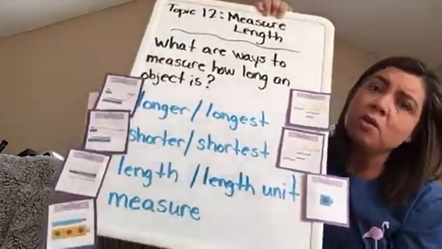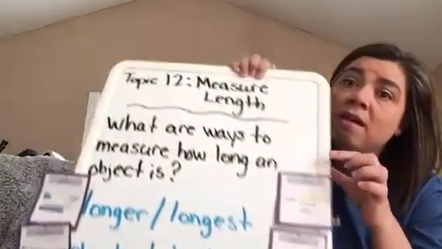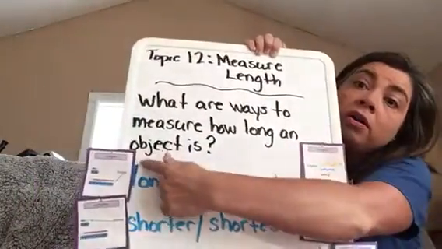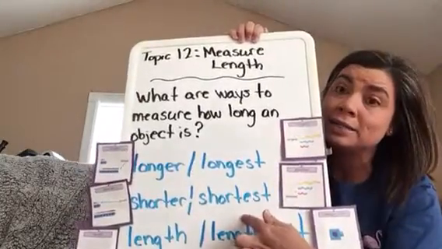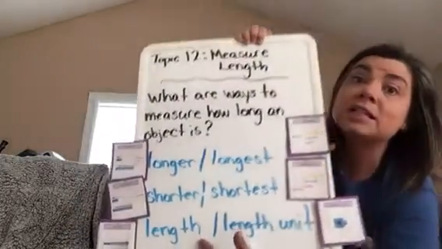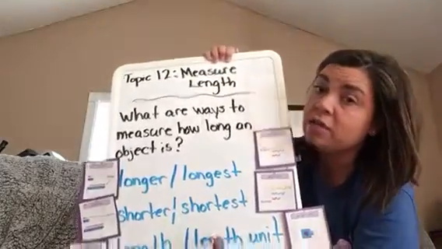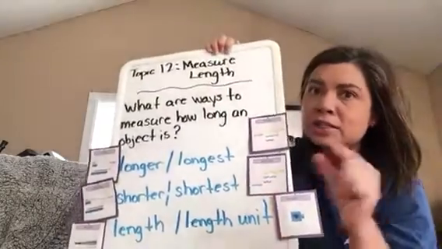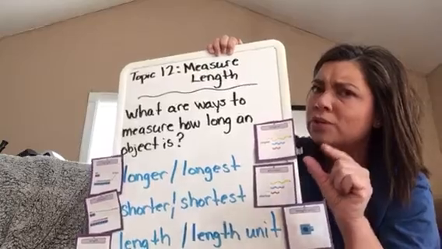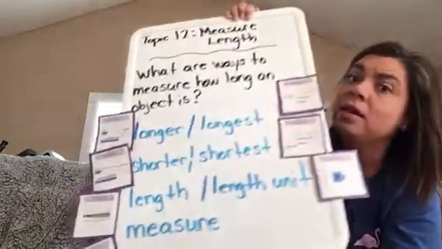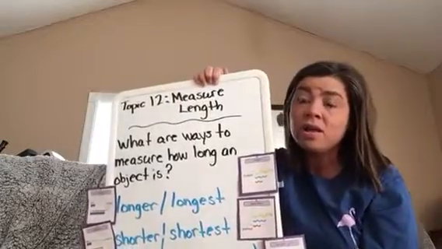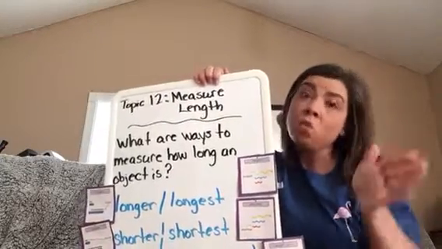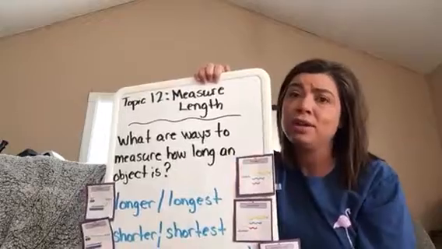So let's take a look and go over some of our words. We have longer, longest, shorter, shortest, and length, the distance from one end of the object to the other. The length unit is the shorter unit that you use to measure the length. And then measure is the act of finding the length from one end of an object to the other end of the object.